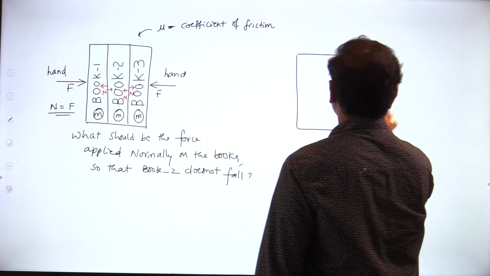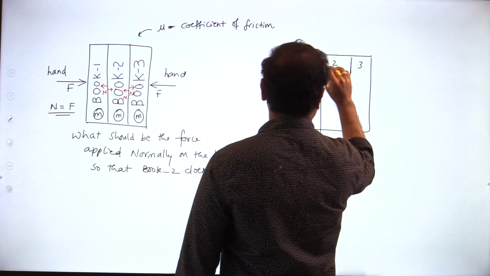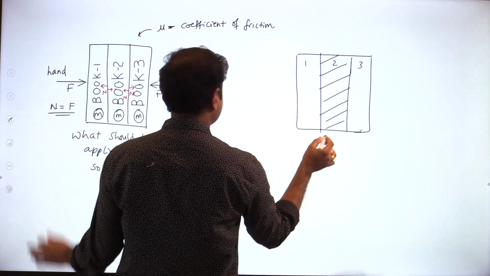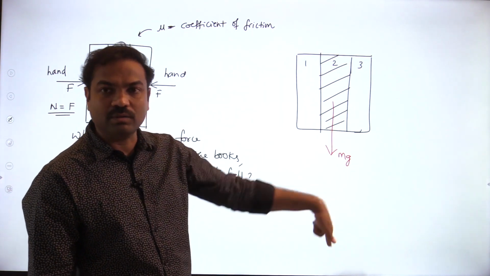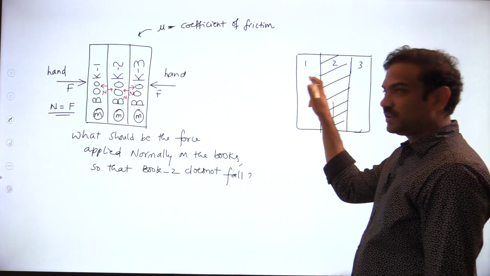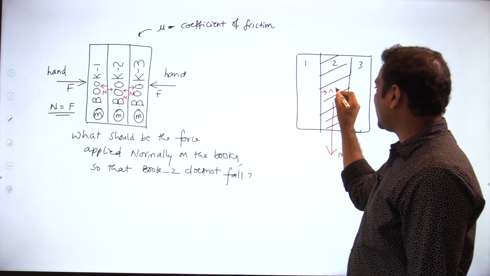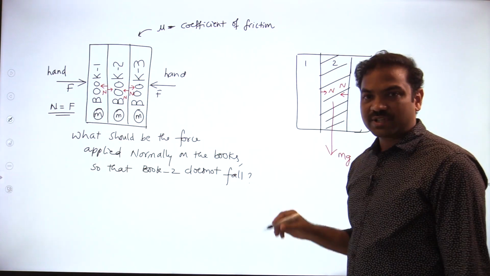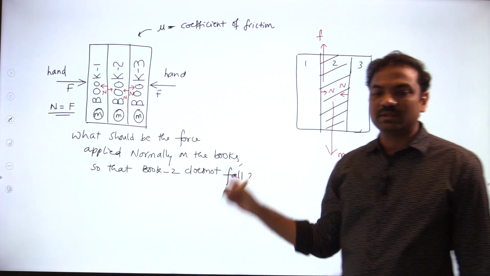So I am drawing again. First book, second, third. On the second book, we are considering only the second book. Because of weight mg, the second book will try to slip down. Then there will be a contact force between the first and second, or you can say friction force, because the normal reaction we already know is equal to F. Here also the normal reaction is equal to F. In between the first and second, friction will be there. That friction will oppose the block motion. The block is trying to move downward, so friction will oppose it upward.